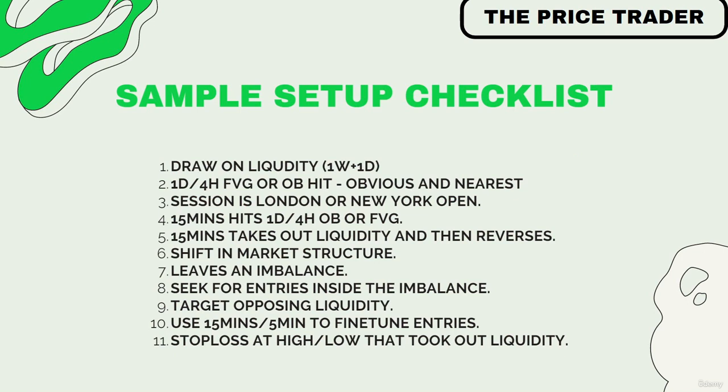Then you have 15 minutes has hit that 1 day or 4 hour order block or fair value gap. Then on 15 minutes you have seen that this is a sell side or buy side liquidity that has been taken and the market has reversed. And then you want to see that shift in market structure, leaving an imbalance. So you seek entries inside that imbalance, target opposing liquidity, and then use 15 minutes or 5 minutes to fine tune your entries. Stop loss, always place it at the higher low that took out liquidity.